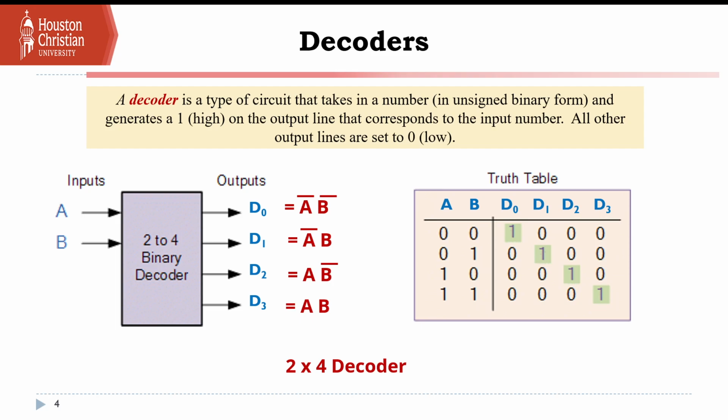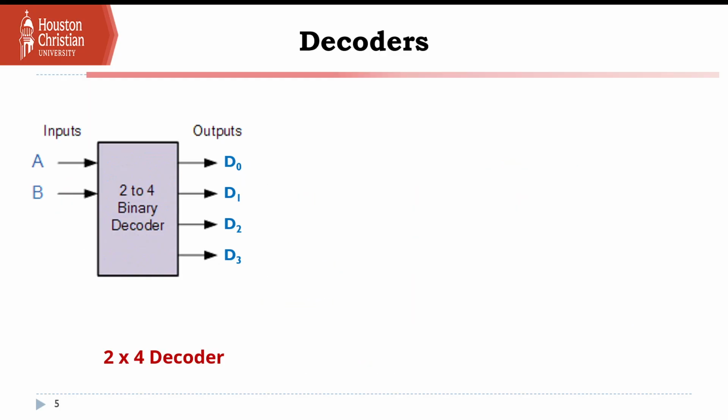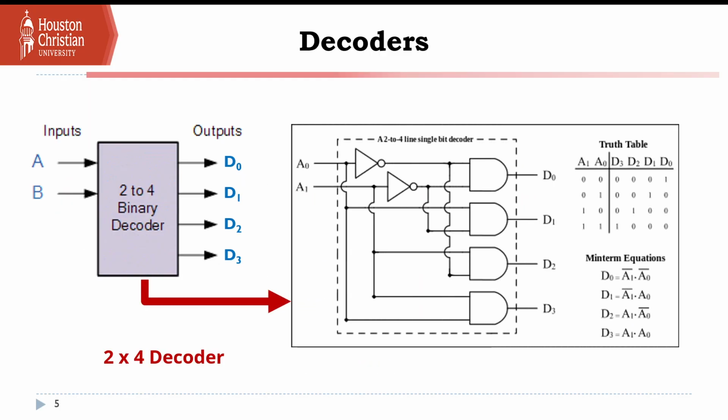Here's another way to look at it. This is a top-down block diagram, and this is the actual circuit diagram. You have two inputs, A0 and A1, and four outputs, D0, D1, D2, D3. And you have the Boolean, or min-term, equations over here along with the truth table.